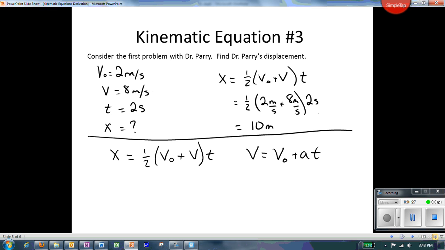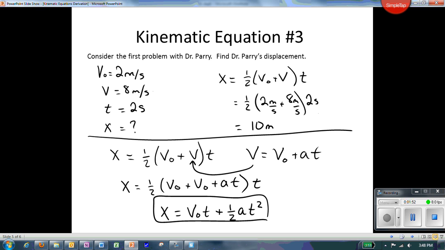So with that, we can take the equation that we just derived, the second kinematic equation, and the first kinematic equation, and combine them by putting in the equation for the final velocity in for that variable in this equation. So when we plug that in, we get this, and we can simplify it to give us the final third kinematic equation, that the displacement is equal to the initial velocity times the time plus 1/2 AT squared.